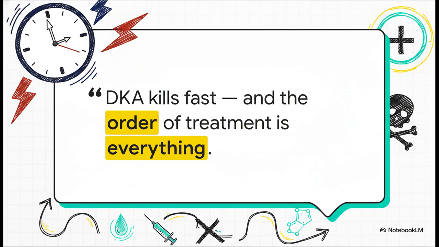Our sources actually put it pretty bluntly. DKA kills fast, and the order of treatment is everything. And honestly, that's no exaggeration. Diabetic ketoacidosis is a rapid killer. When a patient comes in crashing from this crisis, the medical team is essentially racing against the clock. But here's the catch. Speed without the correct order means everything can go sideways in an instant. So we're going to explore exactly why the order of operations here is so strictly defined, and why deviating from it even just a little bit is incredibly dangerous.